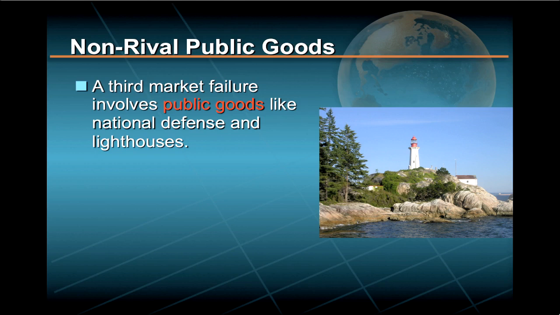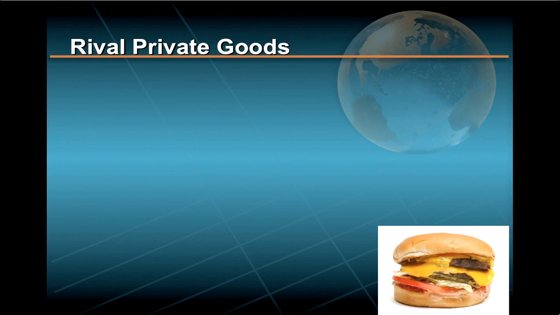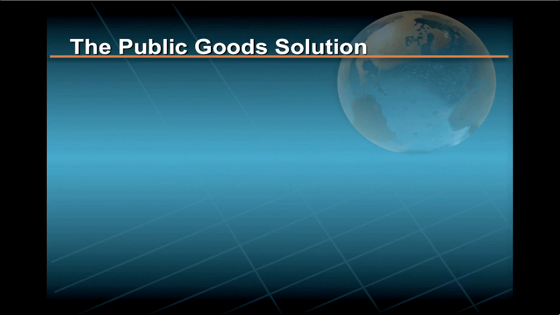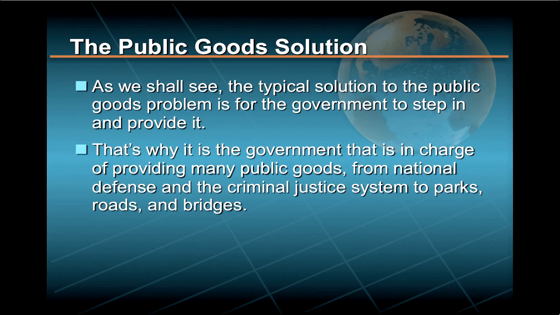Still, a third market failure involves so-called public goods like national defense and lighthouses. The problem with public goods is that they are non-rival in consumption, meaning that my use of, say, a lighthouse doesn't interfere with your use of that same lighthouse. This is very different from goods that are rival in consumption, like hamburgers and shoes. If I eat the burger or wear the shoes, you can't. As we shall see, the typical solution to the public goods problem is for the government to step in and provide it. That's why it is the government that is in charge of providing many public goods, from national defense and the criminal justice system to parks, roads, and bridges.